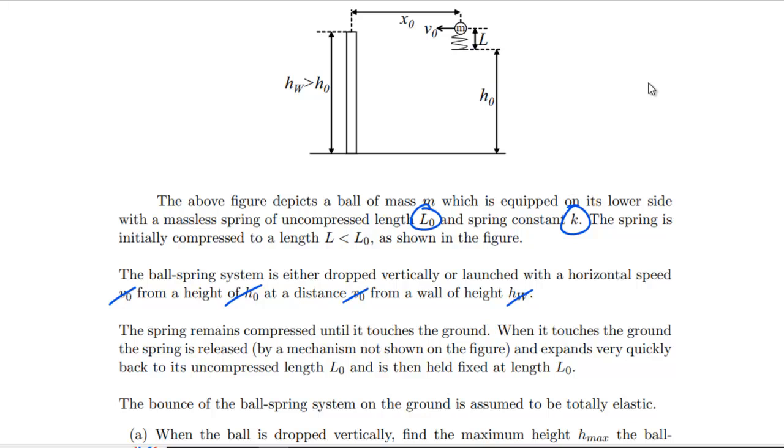Right, so we've got this wall over here, which you almost can miss in the diagram. Let's colour it in a little bit. So that's a wall that we've got there of height HW. The spring remains compressed until it touches the ground. When it touches the ground, the spring is released by some mysterious mechanism, expands very quickly back to its uncompressed length L0 and is held fixed at length L0. Right, the bounce is elastic.